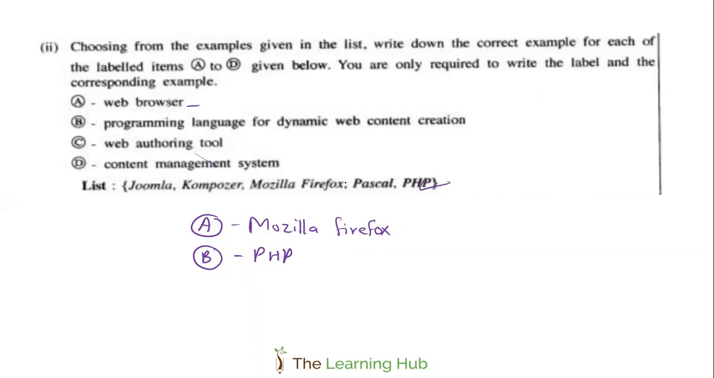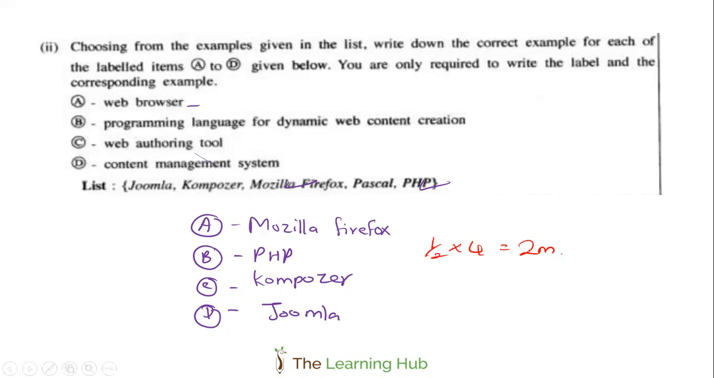It's a programming language. Web authoring tool, a software used to create a website. Here is Composer. And D, a content management system is Joomla. So they have different templates and you will just have to specify the content for it to appear. So marks for this is half a mark each, and in total you get 2 marks. Half into 4, you will get 2 marks. All right.